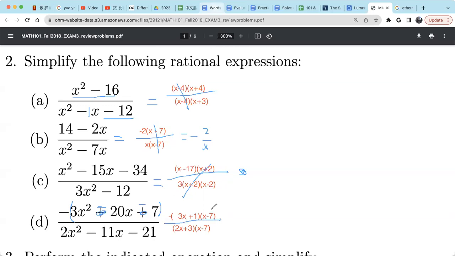So factor this way, now those cancel. So I'm left with negative parenthesis 3x plus 1, close parenthesis, divided by 2x plus 3.